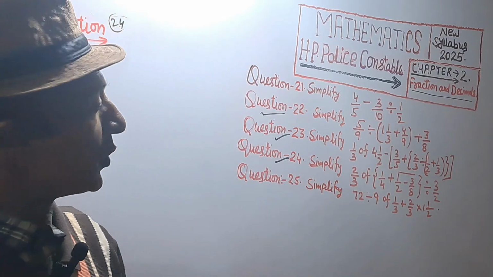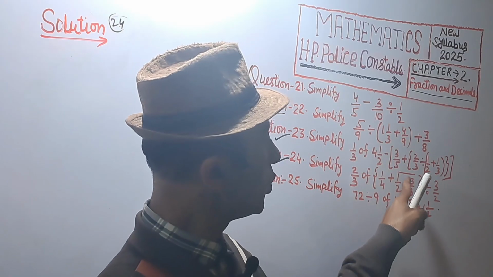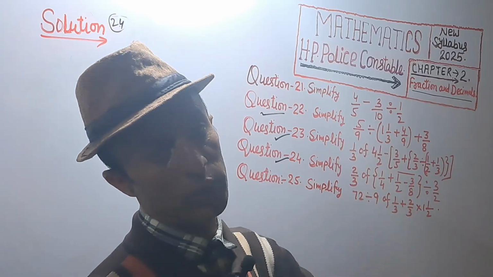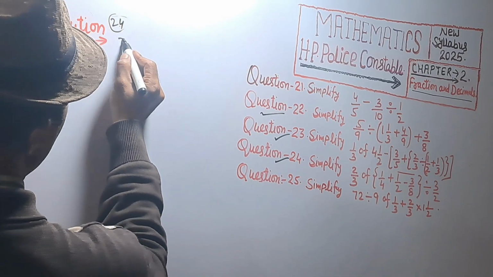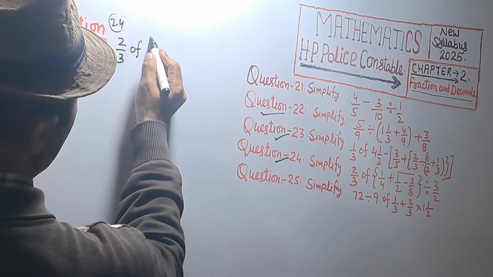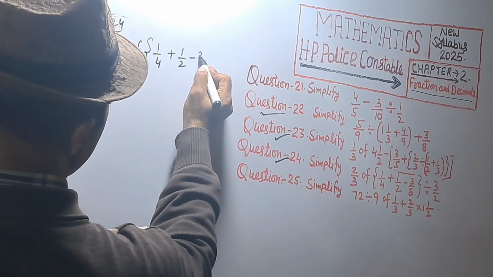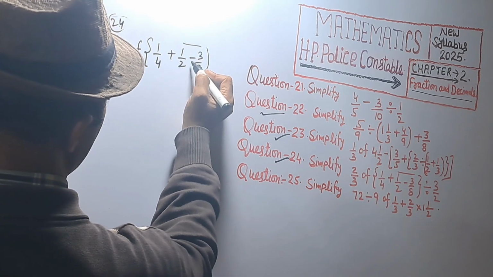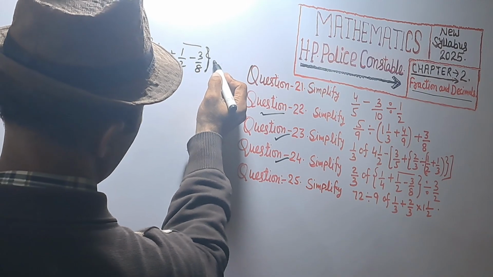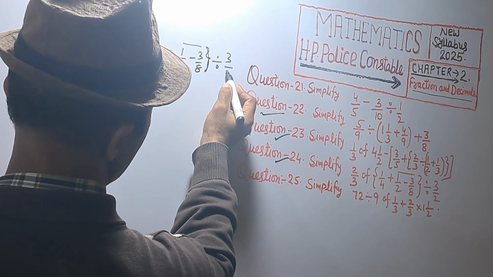Next question, question number 24. 2/3 of (1/4 plus 1/2 minus 3/8 bar) divide 3/2 equals. Given is 2/3 of 1/4 plus 1/2 minus 3/8 bar, divide 3/2.